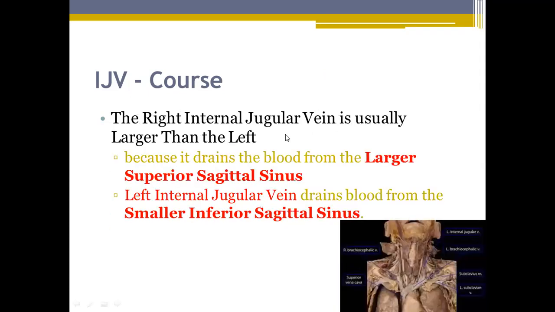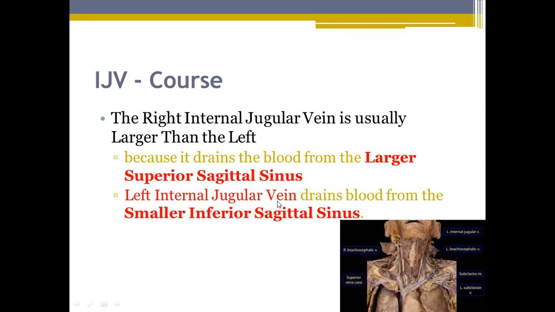The right internal jugular vein is usually larger than the left because it drains blood from the larger superior sagittal sinus. Superior sagittal sinus, again, is a dural venous sinus present in the falx cerebri. Okay, so it is a larger superior sagittal sinus. Right internal jugular vein drains blood from the larger superior sagittal sinus, so it is larger.